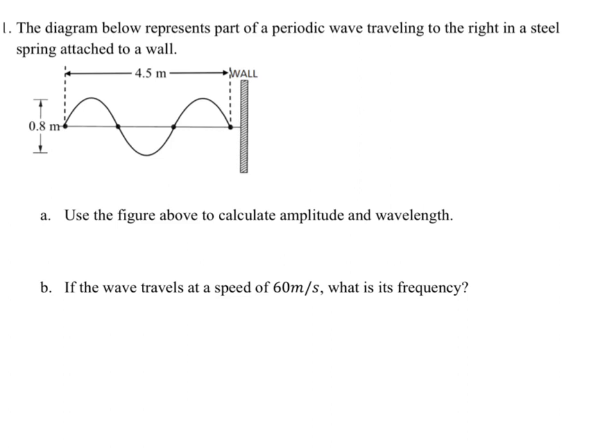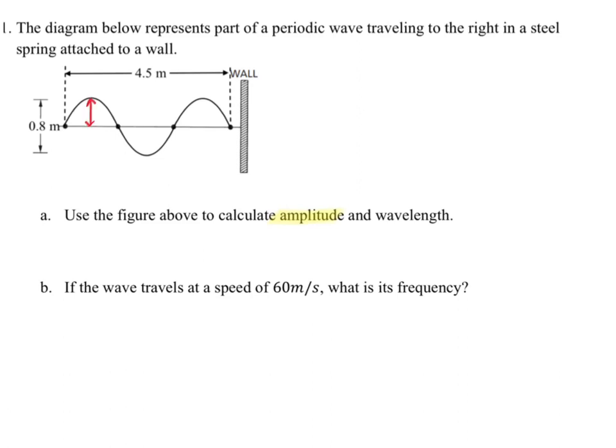Next, we have got a periodic wave traveling to the right in a steel spring attached to the wall. So we can see that this is a real diagram of a wave. It's not a graph. The steel spring is being moved up and down. It's asking us to find the amplitude and wavelength.